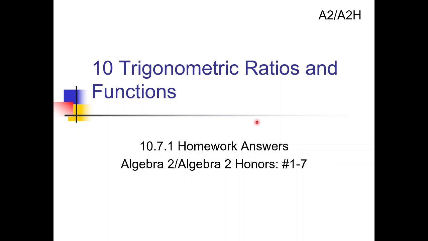Hi there, Mr. Sutton here, bringing you the Algebra 2 10-7 Part 1 homework solutions on using trigonometric identities. In this one, we're focusing on identities involving reciprocals and also the Pythagorean identities.